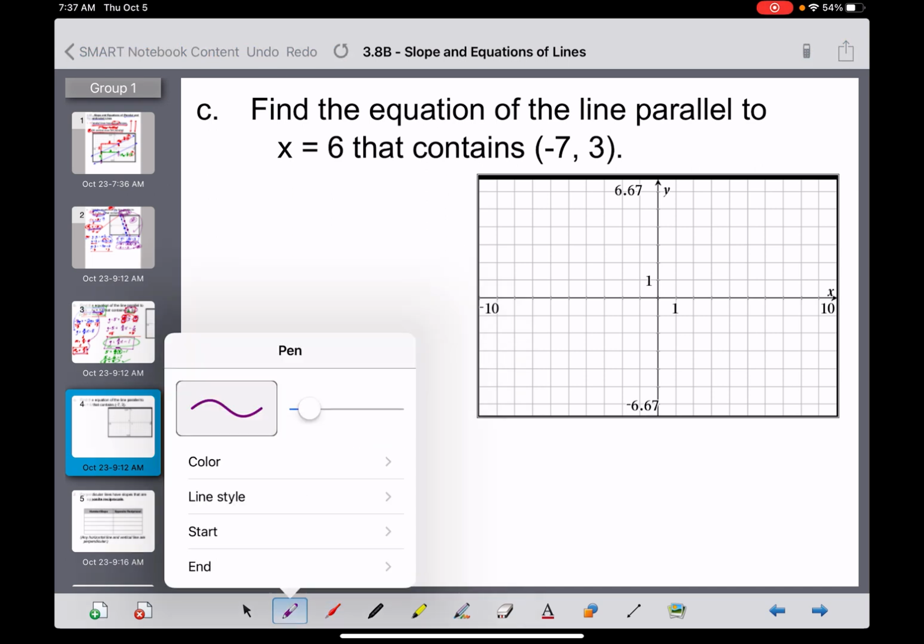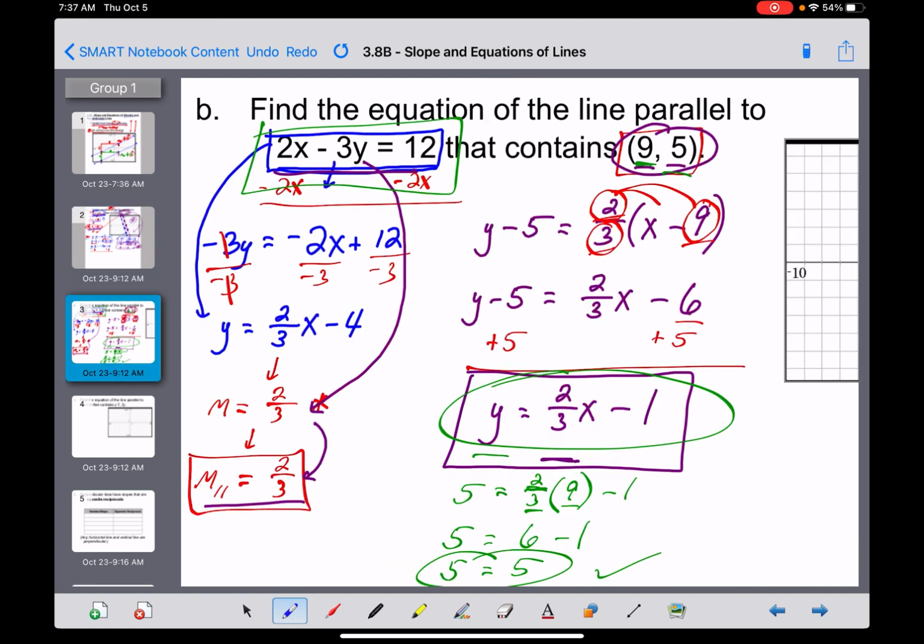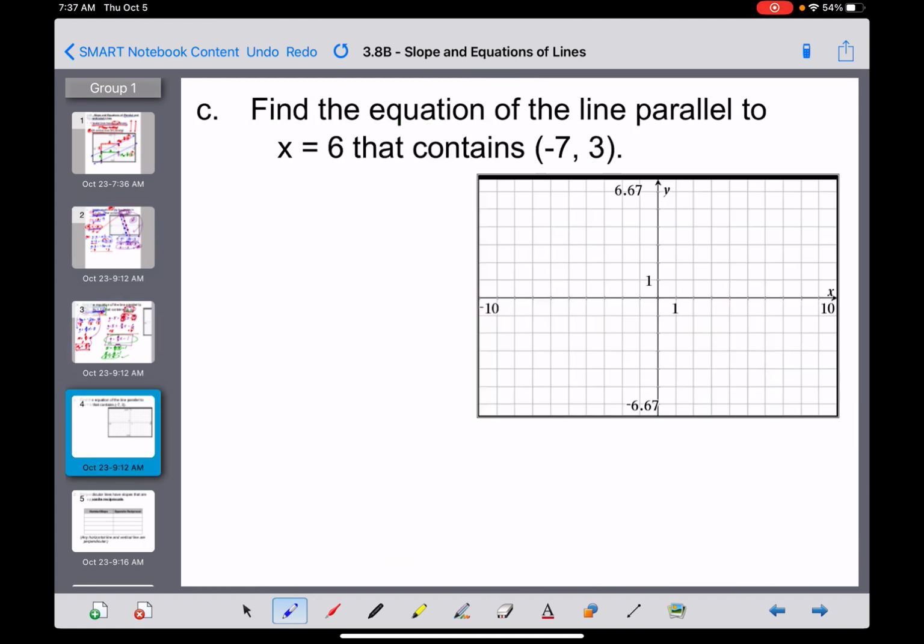The difference being that in the first example we did, the equation given to us was in slope-intercept form. In the second example, that equation was in standard form. And in the third example here, x equals 6 isn't really slope-intercept form, and it isn't really standard form. What we have right here, guys, is just x equals a constant. No y's involved at all here.